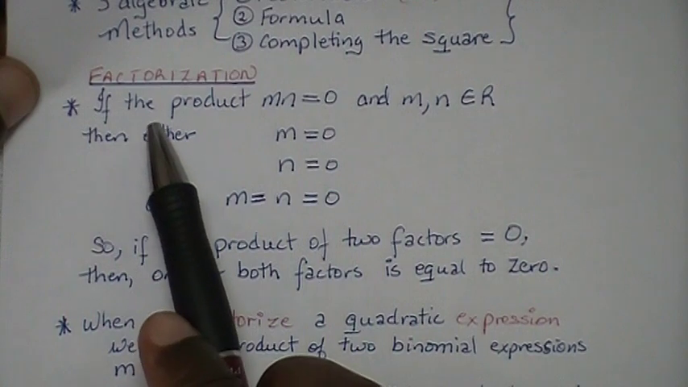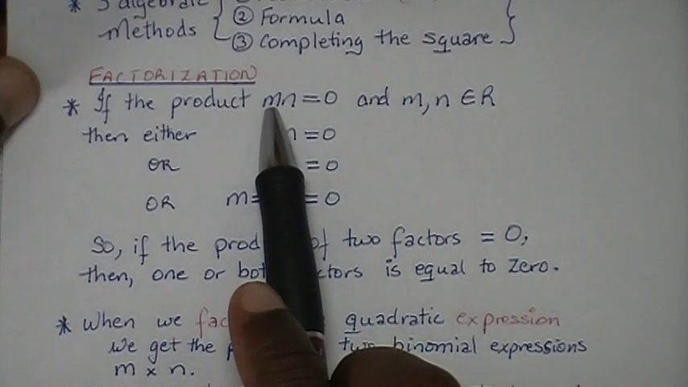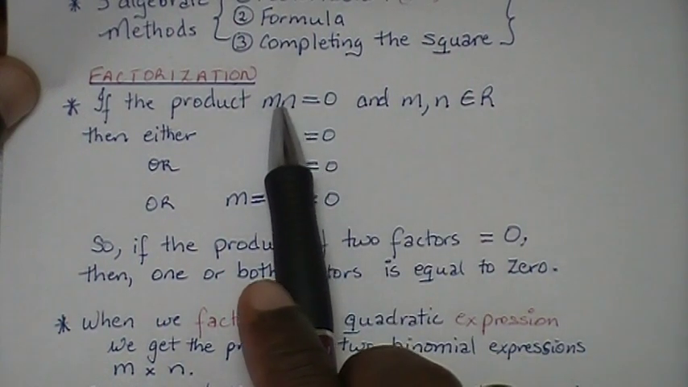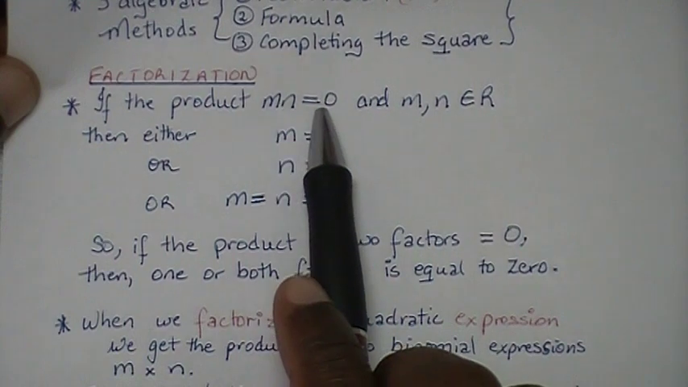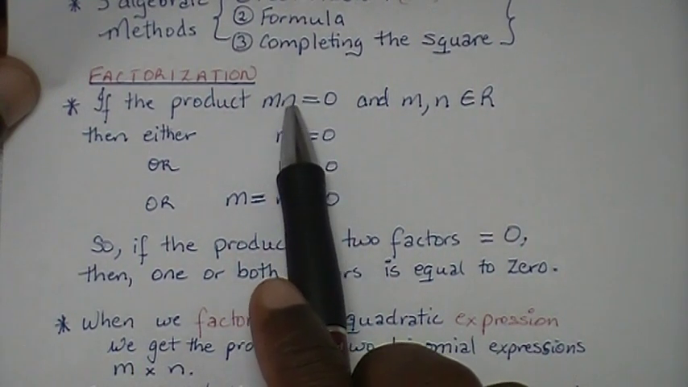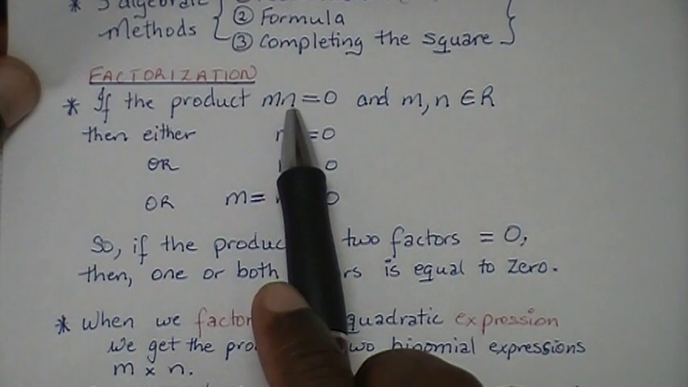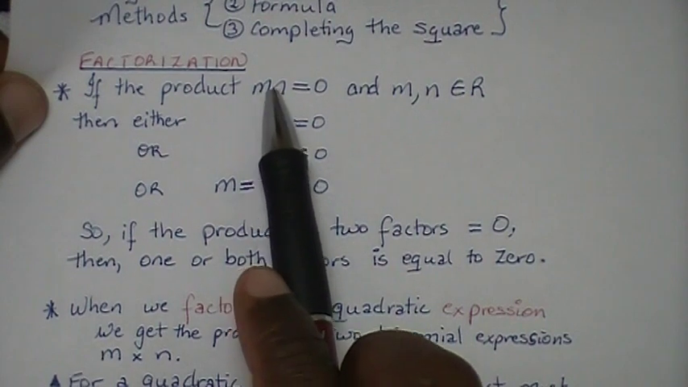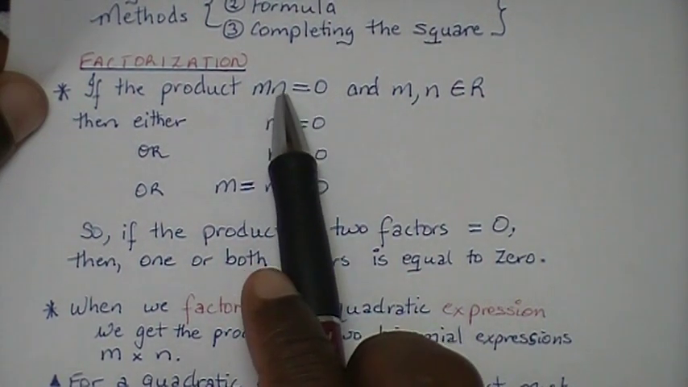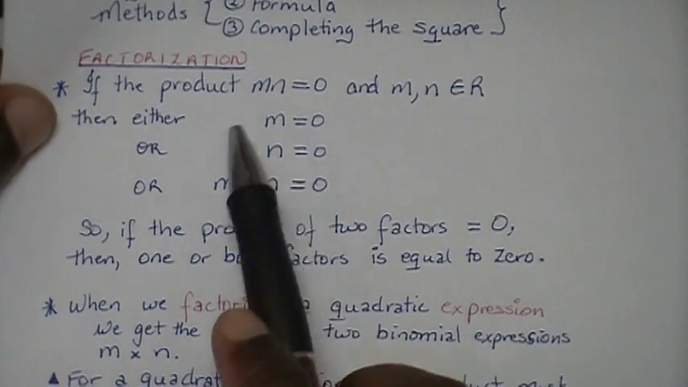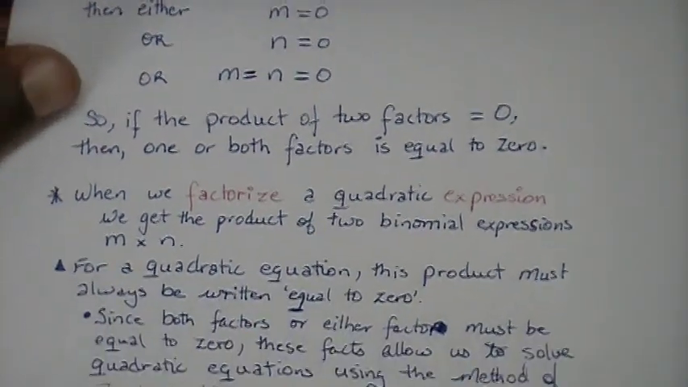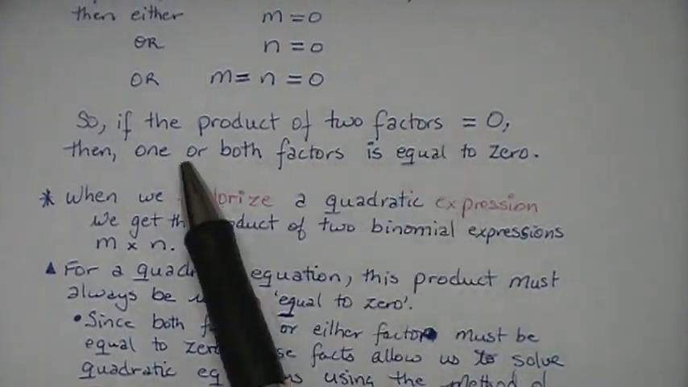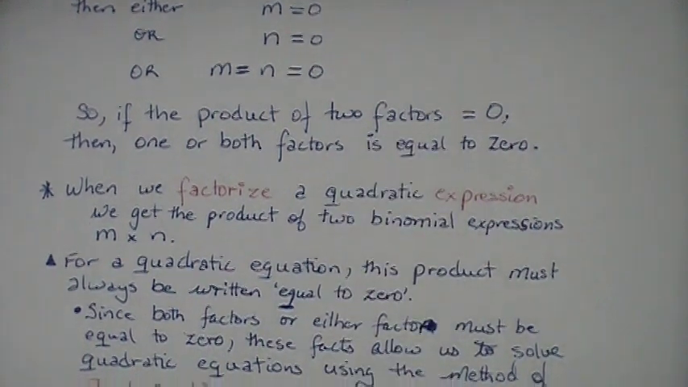Now, for factorization, if the product of m and n, that is m times n, equals 0, where m and n are numbers, members of real numbers. When you multiply two numbers and you get 0, it indicates that one of them must be equal to 0. Isn't that so? Either m is 0 or n is 0, or it could be both equal to 0. For example, 0 times 0 equals 0. So m and n could both be equal to 0, or one of them is 0. Now, if the product of two factors equals 0, then one or both factors equal 0, as I mentioned before.